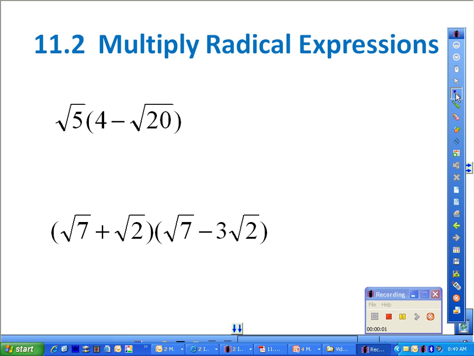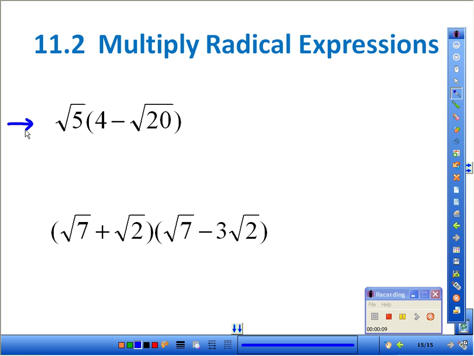When multiplying radical expressions, we treat them like any other numbers we multiply in algebra. In this first example, we have one number multiplied by something that is in parentheses. We have previously learned that we can use the distributive property to solve this kind of problem. We're going to use the same thing here in this one.